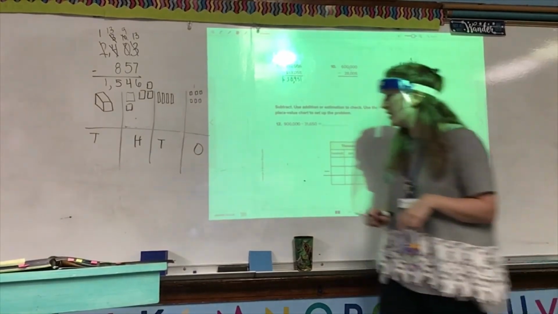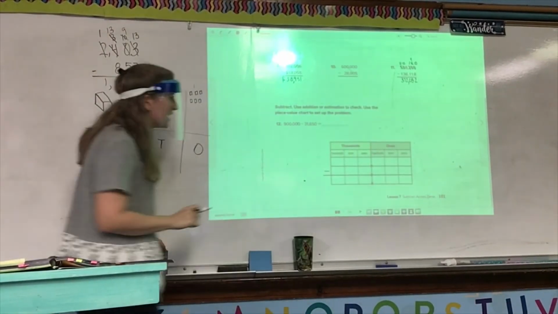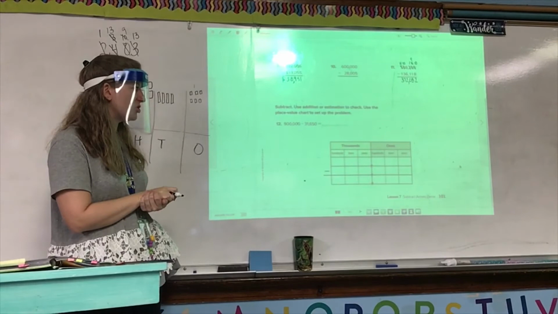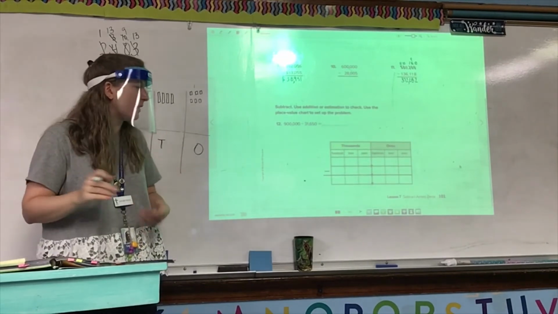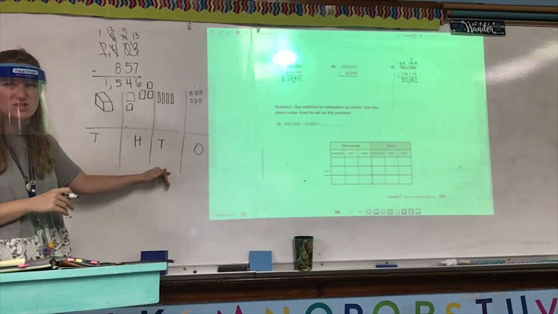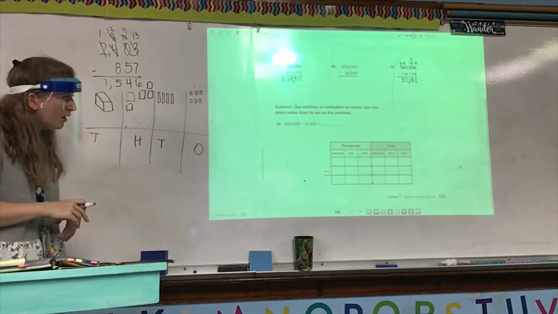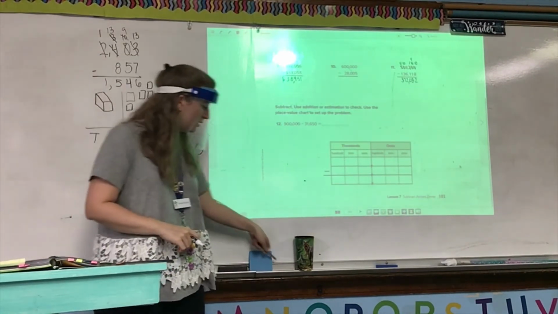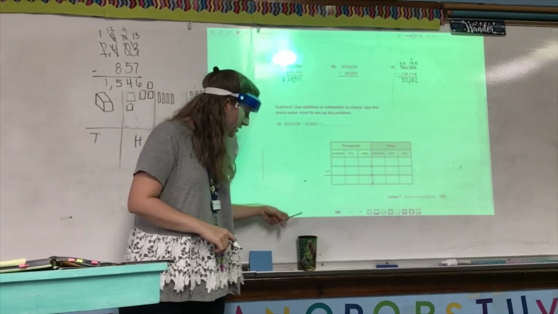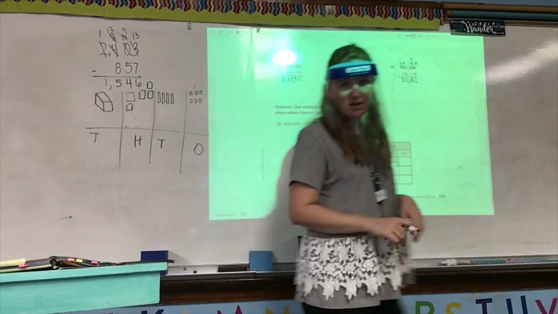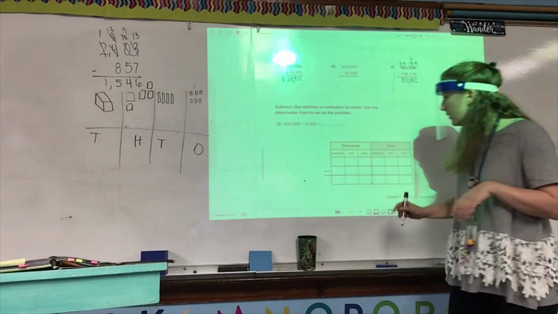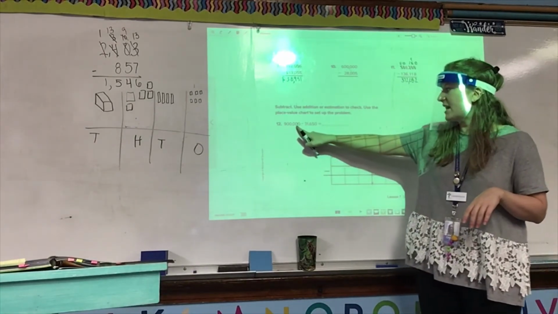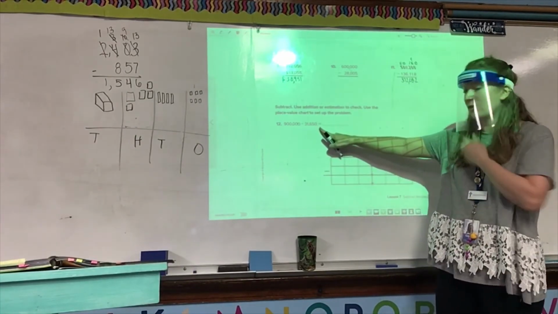Okay, good. Number 12. The directions say subtract, use addition or estimation to check, use the place value chart to set up the problem. Well, this basically does this for us, just with numbers, not blocks. We're not going to check because we don't have time. Zari, you're going to help. Okay, so we have 900,000 minus 31,650.